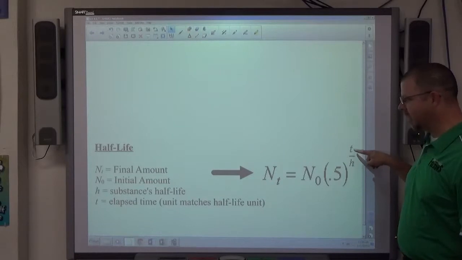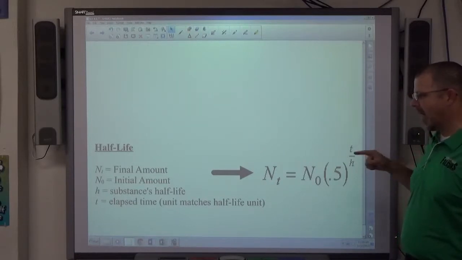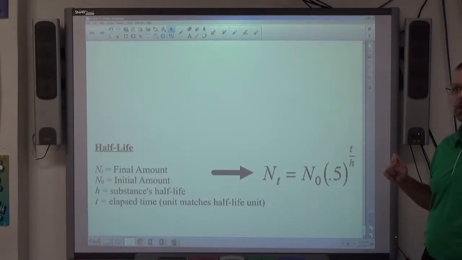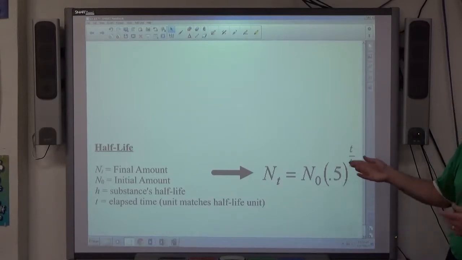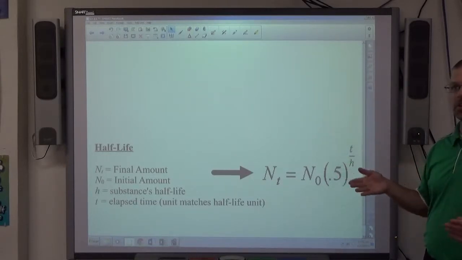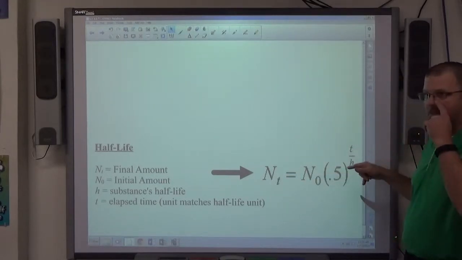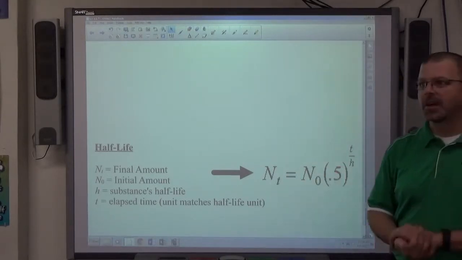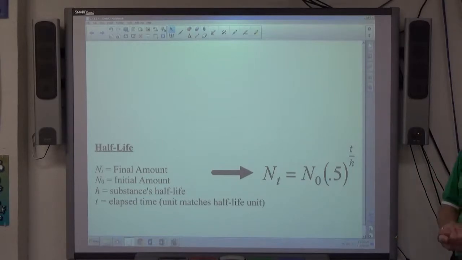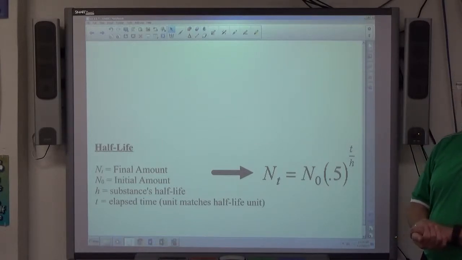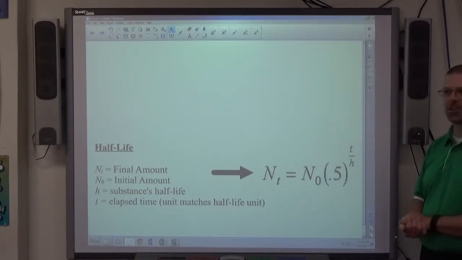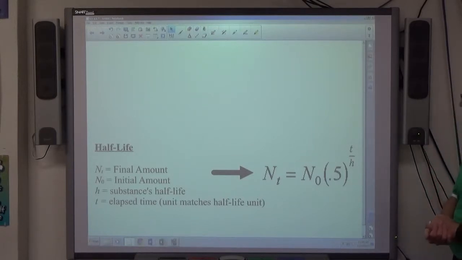Half-life is h and t is the elapsed time, and it has to match the half-life unit. So if the half-life is given in days, t would be in days. If it's in years, t is in years, and so on. So these units match, but the half-life of an object is what it is. If it's carbon-14, 5,730 years. If it's polonium-214, I believe is what we saw yesterday, 1/10,000th of a second. Okay, that's what you'd use. But that's the half-life formula.